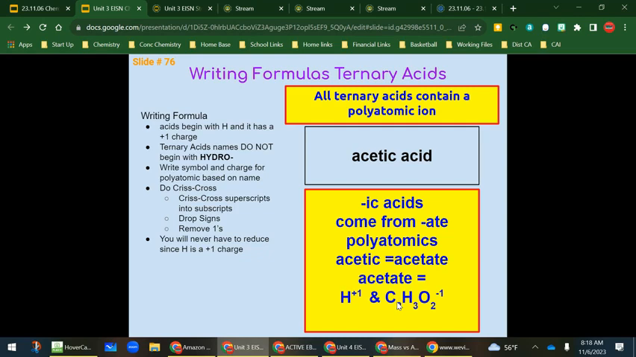We're going to put it with hydrogen still. Why? Because it's an acid. All acids begin with hydrogen. There's your formula: HC2H3O2. But remember, we still need to balance the charge. This is a +1 and a -1. They cancel out. Okay? They cancel out. Questions?